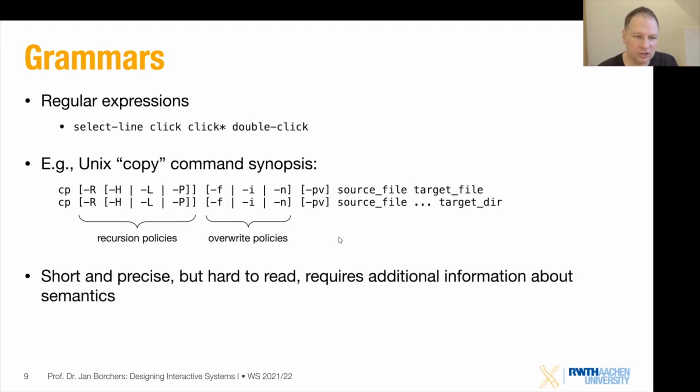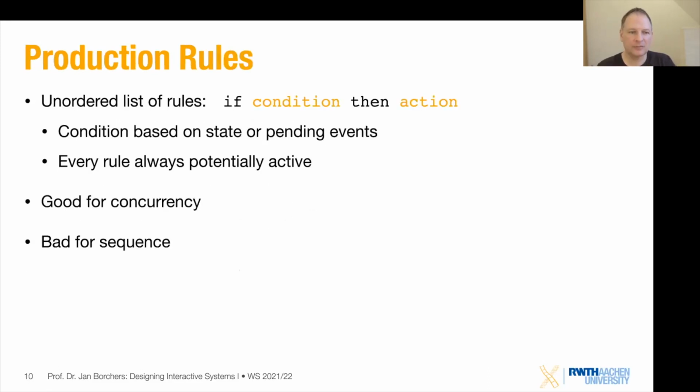So these things are short and precise. They are so precise that they are actually usable in an automated way to turn into code of some sort. But for humans, they are still pretty hard to read. And as we can still see, we need more information about semantics, right? We're still missing the semantics. If I hadn't told you that these are the override policies, you would have no idea of seeing that.